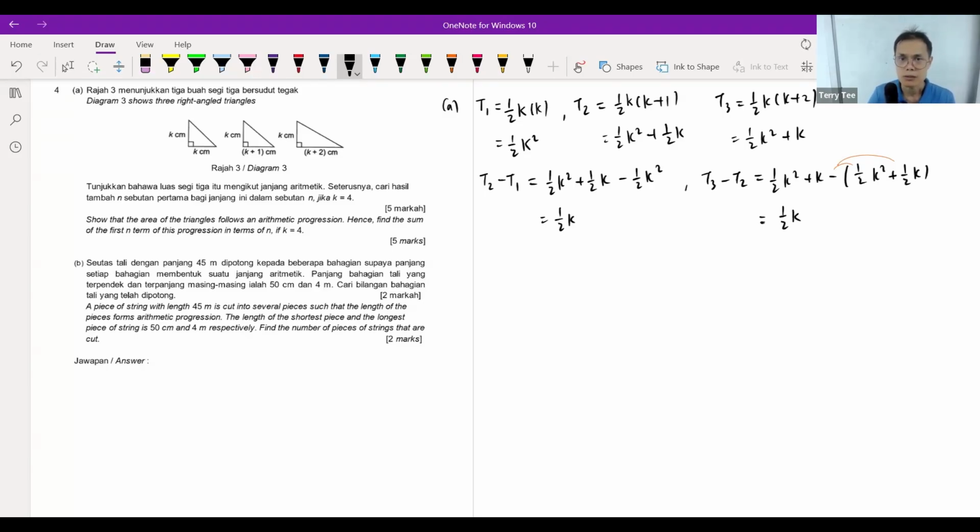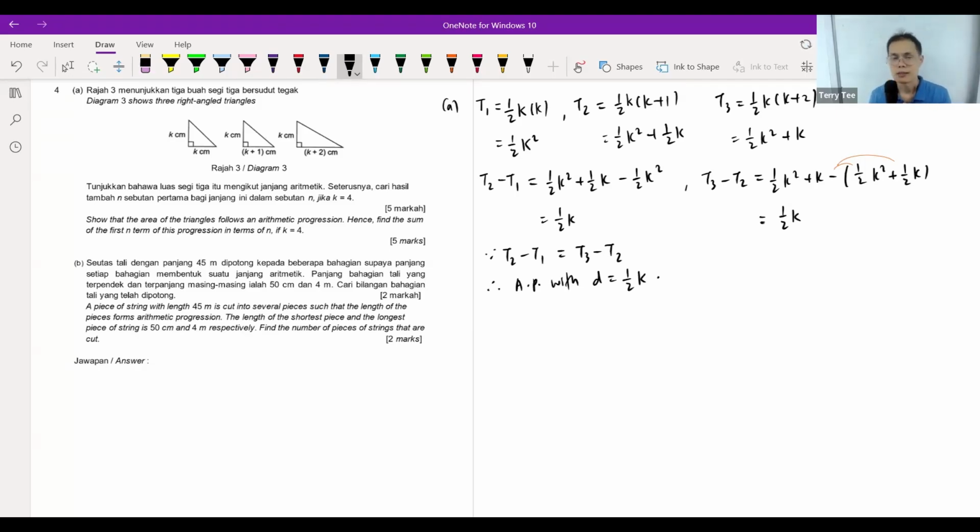Now you can see that since t2 minus t1 gives us the same value as t3 minus t2, therefore we say this is an arithmetic progression with common difference of half k. Yeah, your common difference is half k. All right, so that is how you show it. Okay, but we're not done yet.